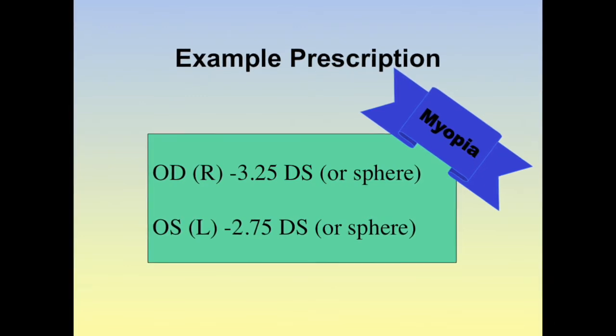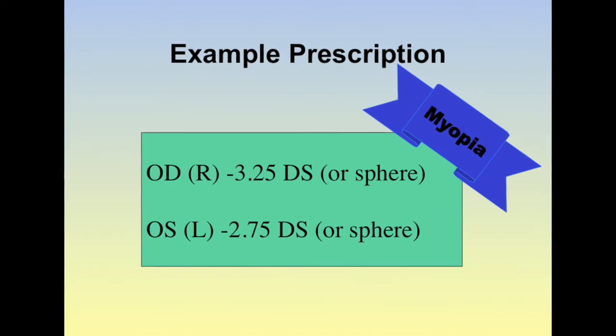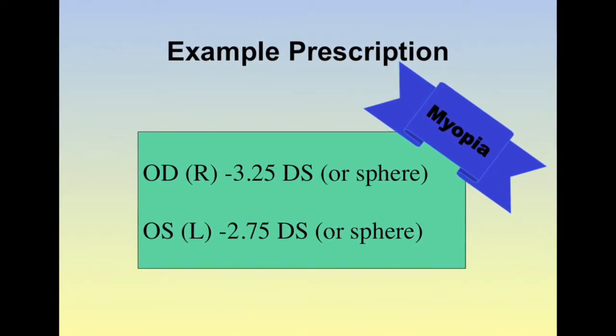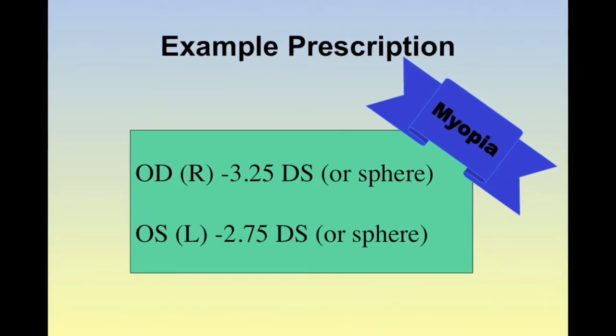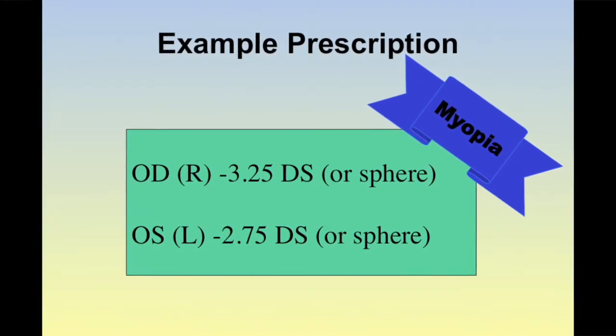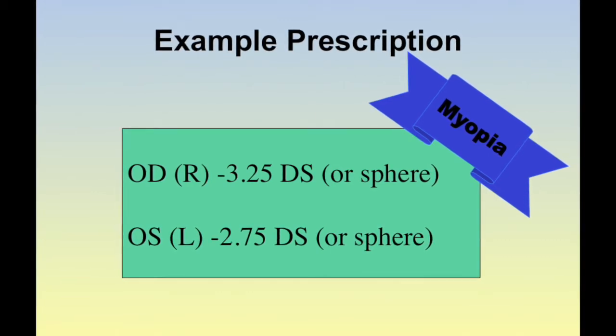An example prescription for myopia, typically you're going to see a minus prescription. OD is right eye, and OS is left eye. So in this prescription, we have an OD power of minus 3.25 for the right eye. It's sphere, that means it's just a single power, and minus 2.75 diopter sphere for the left eye.